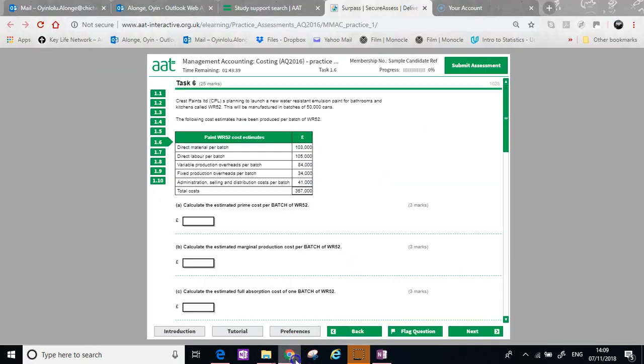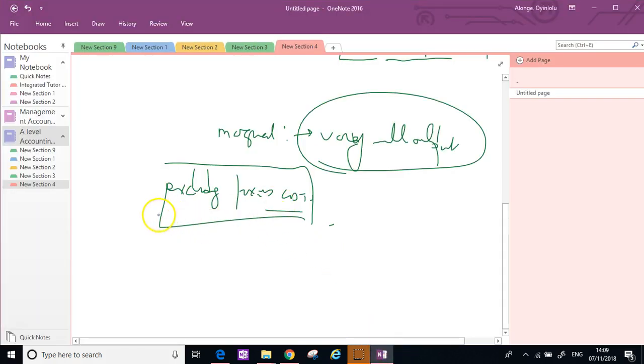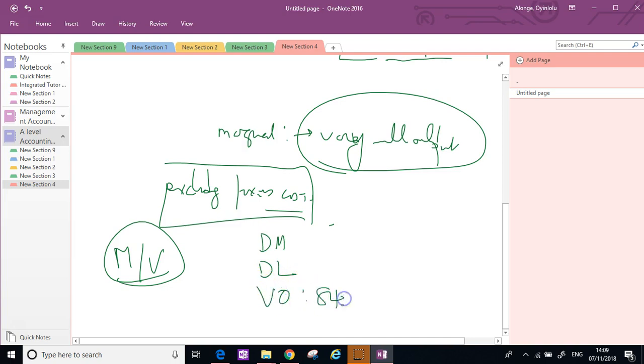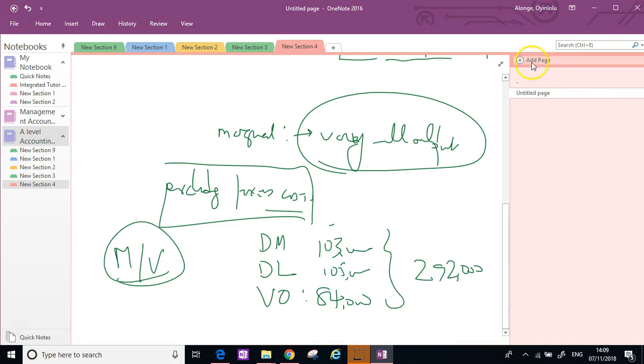If we go back to the question, in terms of the marginal cost, we're talking about the material, the labor, and the variable production overheads, not the fixed overheads, just the first three. Those are the direct costs, and they're variable. Direct material, direct labor, and variable production overheads are all variable costs. So marginal costing is variable costing, same idea. The variable overheads are 84,000. I believe this is 100, which brings this to a nice 292,000. Let's look at question 3.